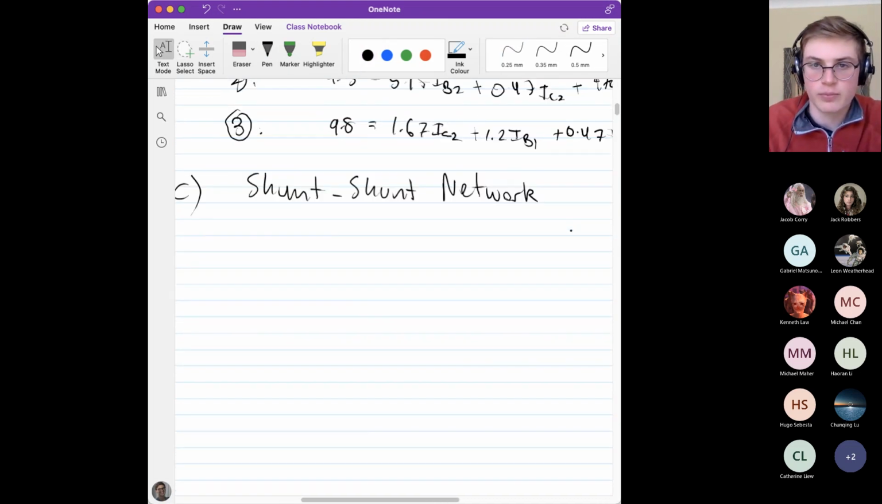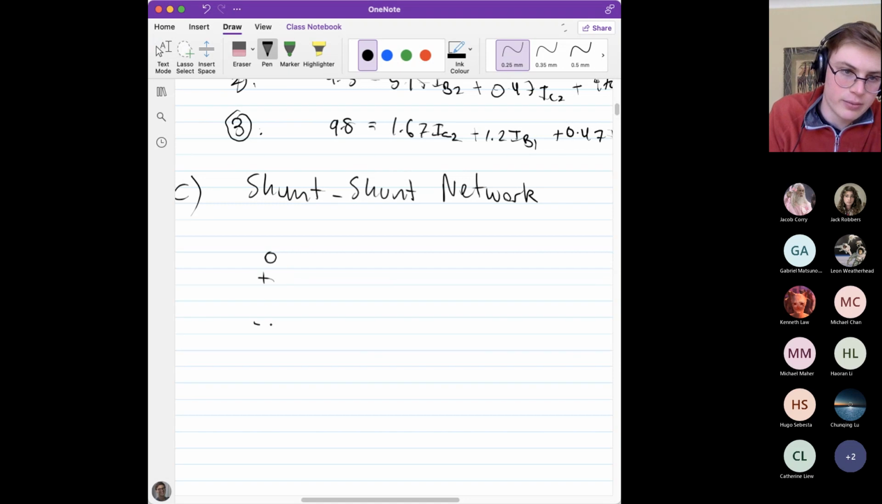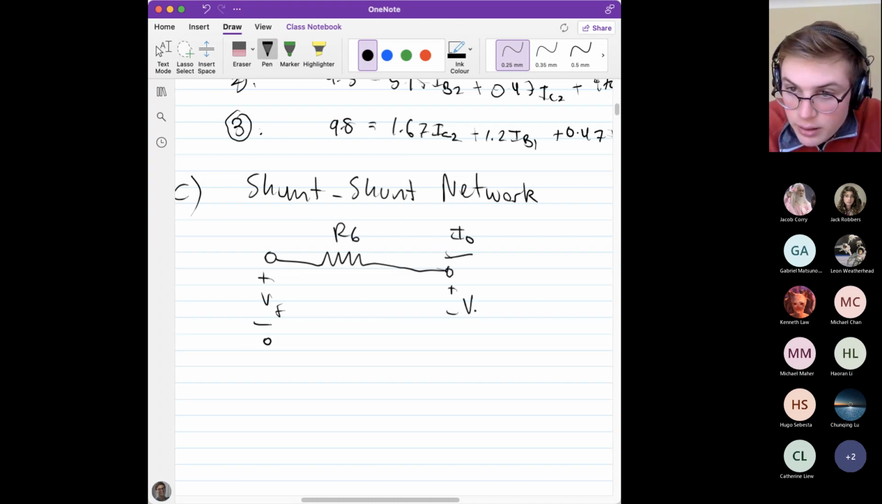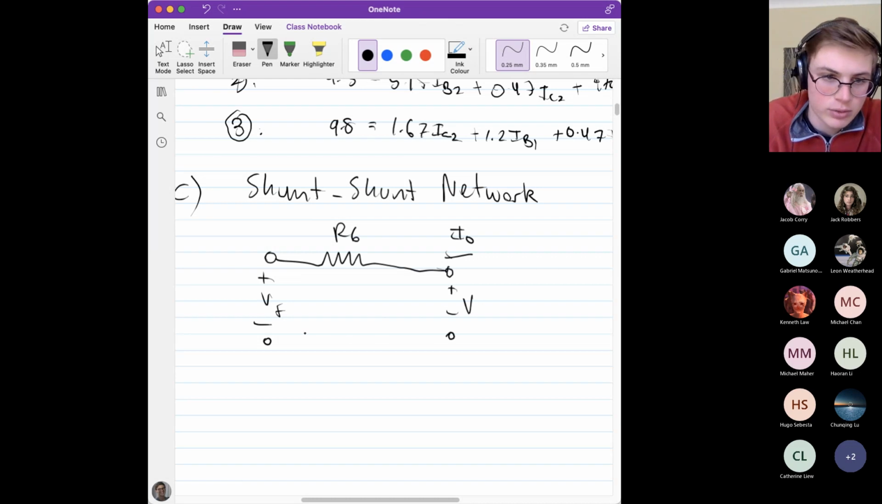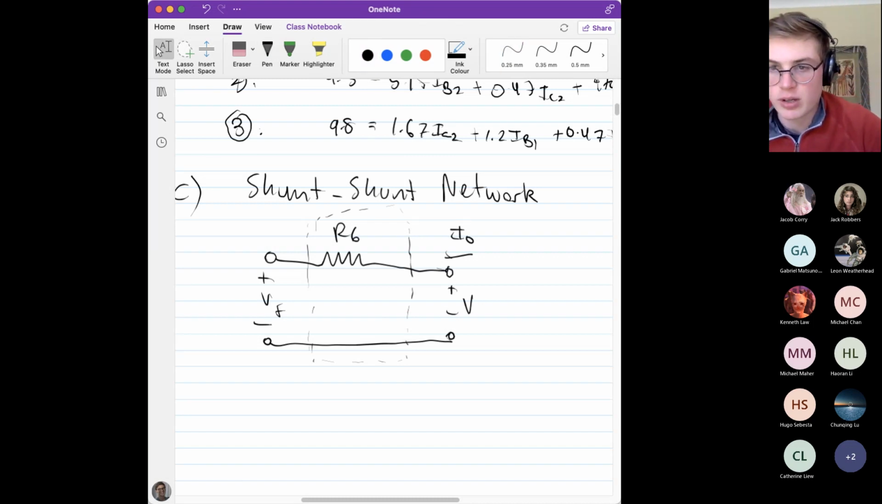For a shunt-shunt network, what does that mean our feedback network looks like? We have the feedback, R6 sitting between them, and then output current, and this is our output voltage. Simple as that, right? It's a super simple feedback network. You might get something a bit more complicated. You might get resistors in shunt as well, not just this nice series one. Don't stress it, just draw it out.